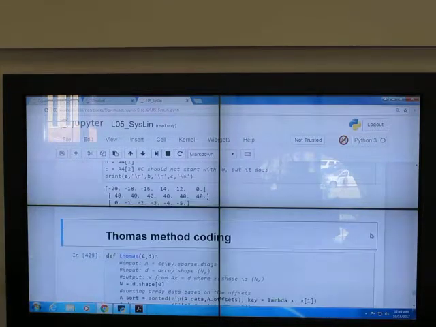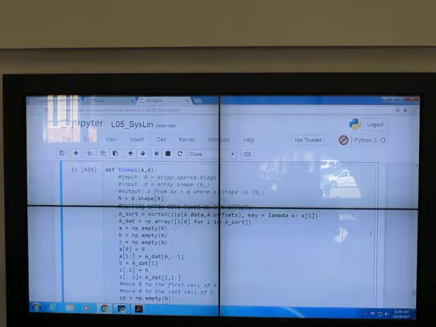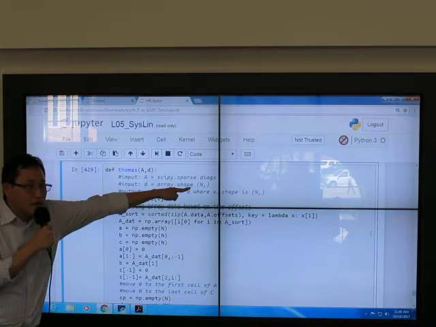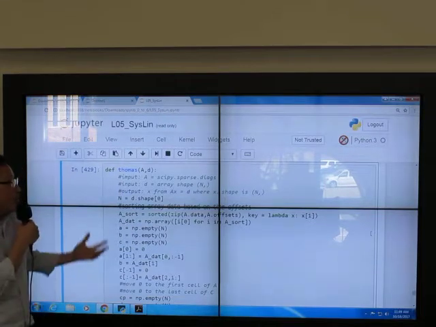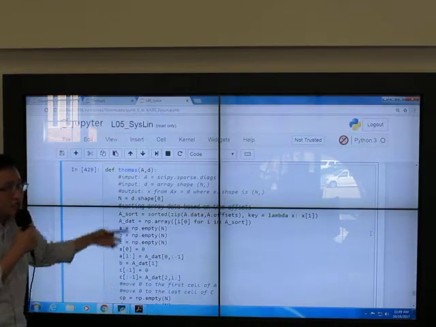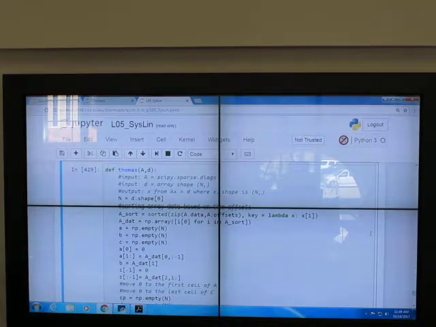So you know how to create it. Then let's do the Thomas method. The Thomas method is the same as what we have. You watch the clock, right? So for the Thomas method, I have an input matrix A, comma D. A has to be a sparse matrix. If A is not a sparse matrix, it doesn't work.